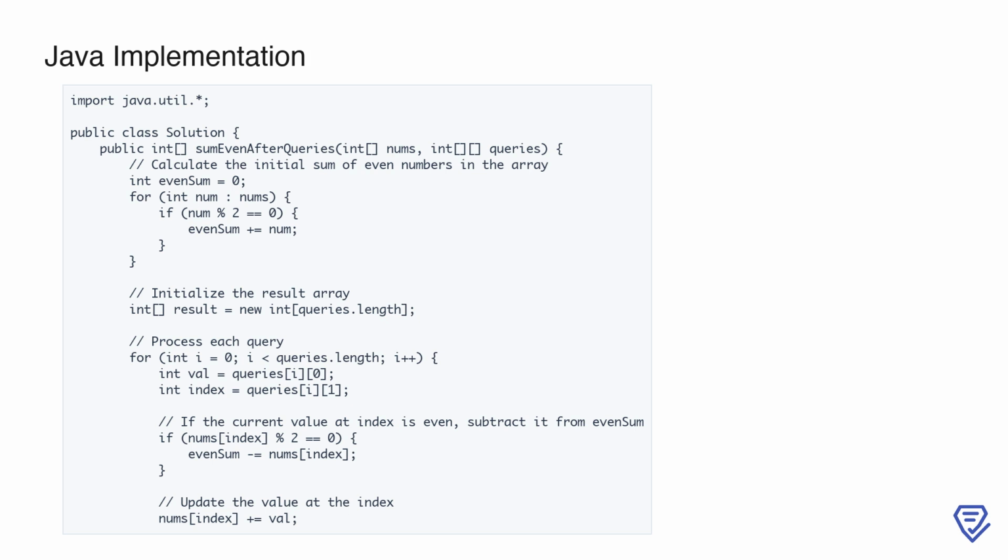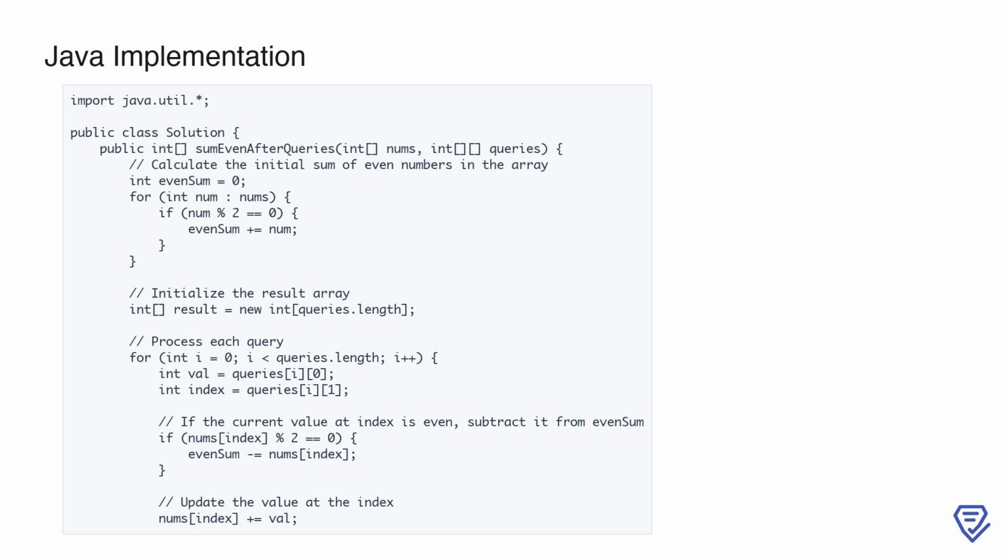Next, we define a result array to store the output of each query. This array will have the same length as the queries array. Now, we process the queries one by one using a for loop. For each query, we extract the value to be added, val, and the index to be updated, index. Before updating the value at the specified index, we check if the current value at that index is even.